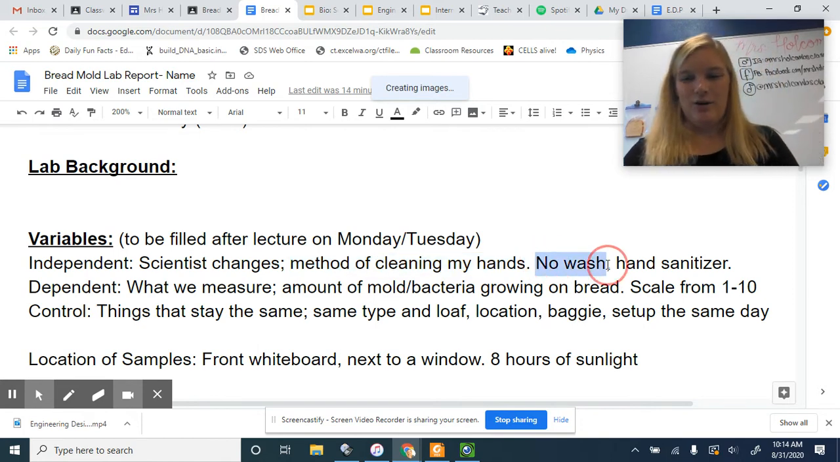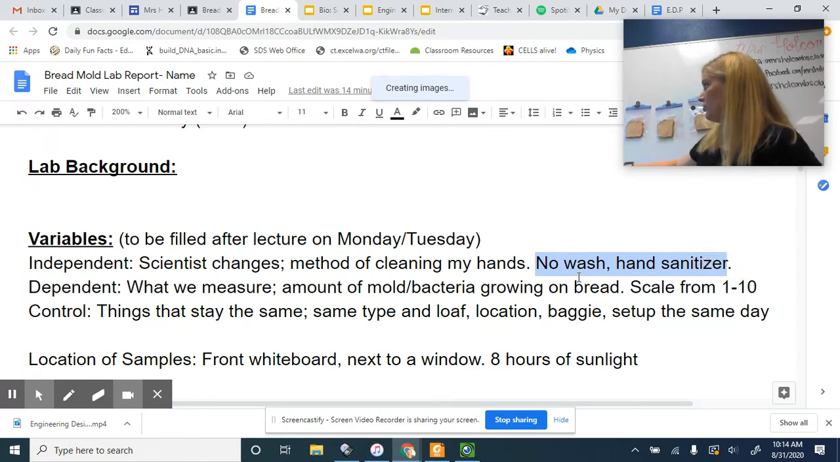And then I listed out the different ways that I controlled that. So my control variable is not an independent variable. This is just like a base that I can say, okay, this is how fast bread molds on its own. And then I'm going to compare it to what I see in my no wash and my hand sanitizer. So these are the 2 different things that I controlled in the experiment.